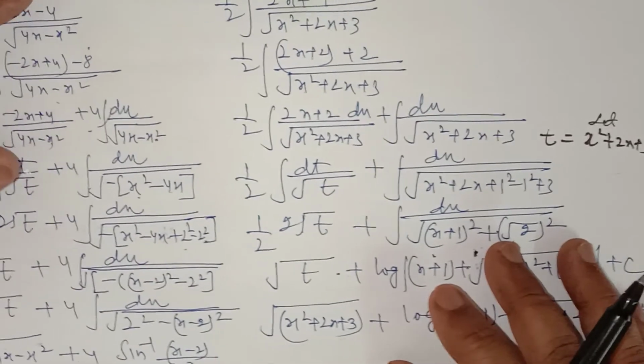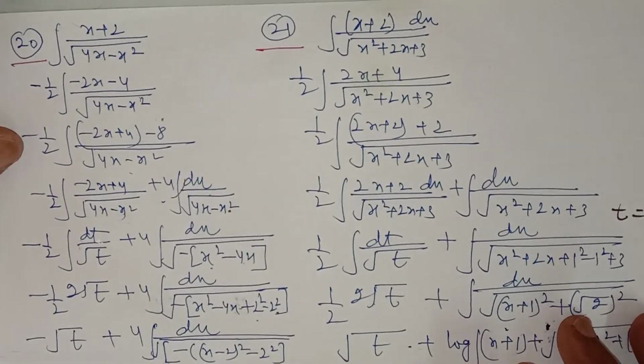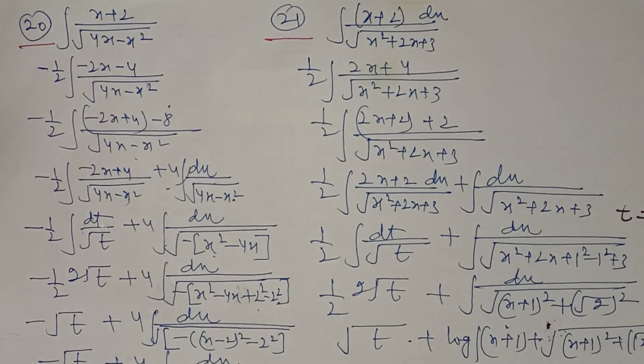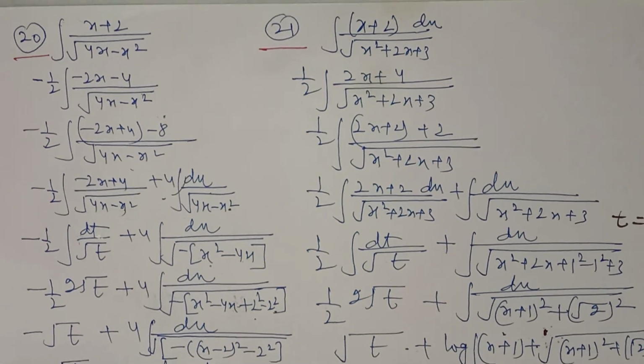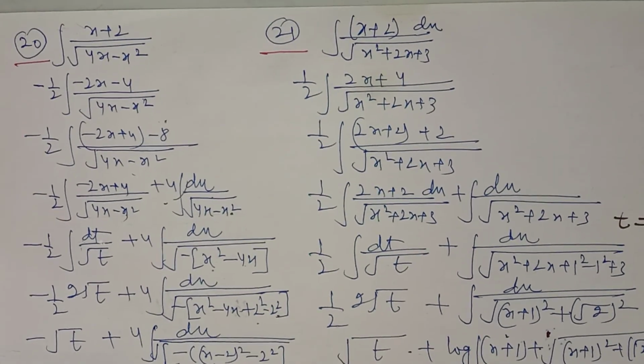Like this, you have to do the linear upon quadratic type questions in this exercise 7.4, which is known as the linear upon quadratic type question, making it a perfect square and using a special integral.